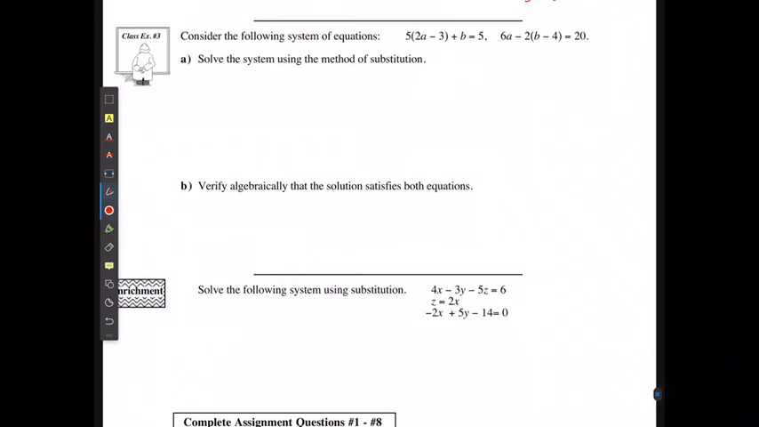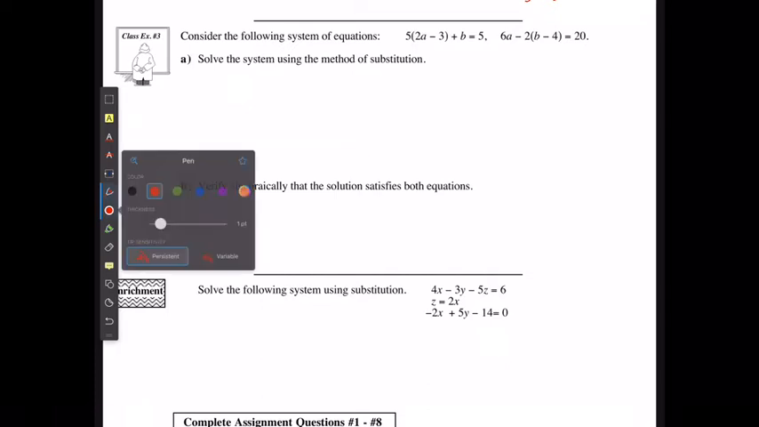For example 3, consider the following system of equations. So if I have 5 bracket 2a minus 3 plus b equals 5, and 6a minus 2 bracket b minus 4 is equal to 20, and it wants us to solve this using one of the methods, then I'm going to, before I get too far, simplify both these equations.